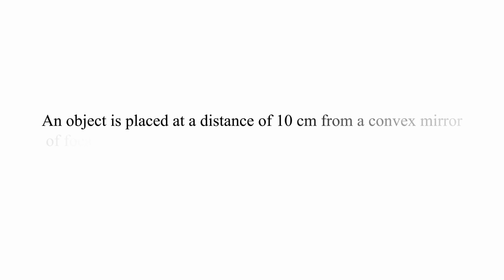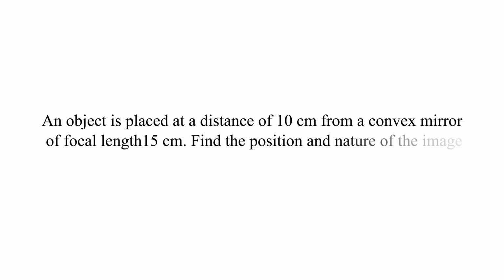Moving on to the next problem. The problem states that an object is placed at a distance of 10 cm from a convex mirror of focal length 15 cm. Find the position and the nature of the image formed.